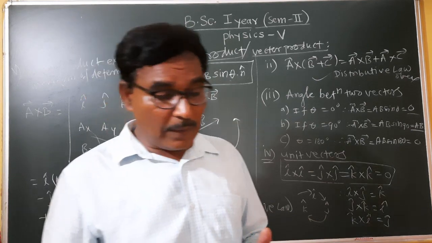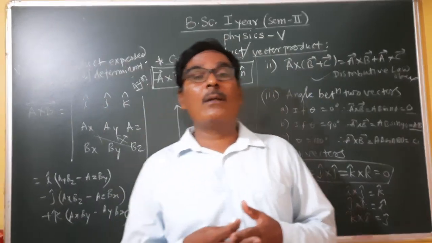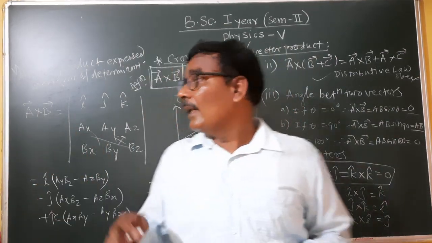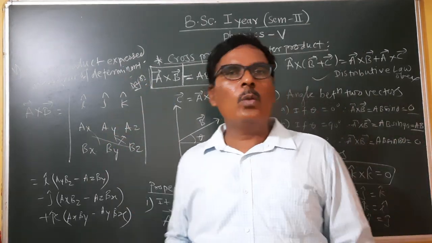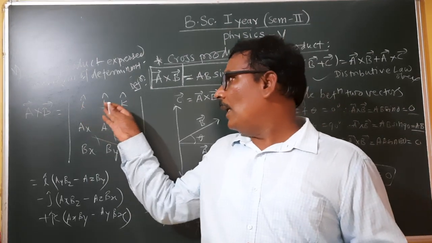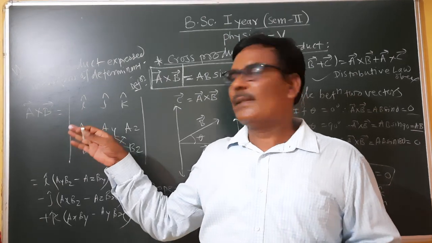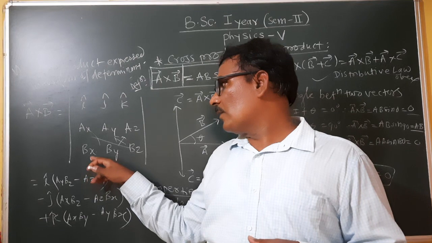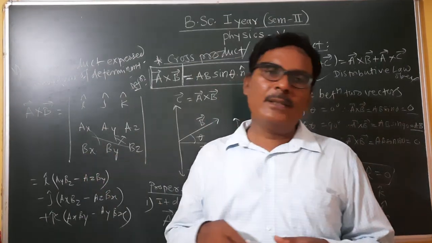The scalar product can be expressed in Cartesian components: A bar dot B bar is equal to AX BX plus AY BY plus AZ BZ. Similarly, the vector product can be expressed as a determinant: A bar cross B bar is the determinant of i, j, k, the three components of A, AX, AY and AZ, and the three components of B, BX, BY, BZ, and this can be solved in this way.